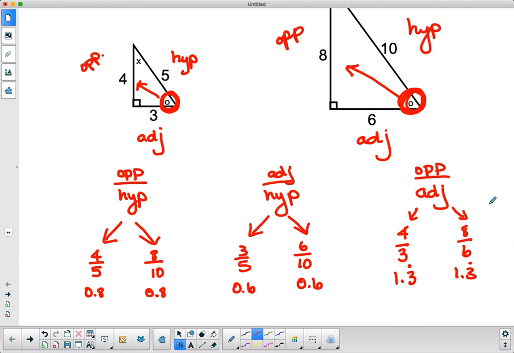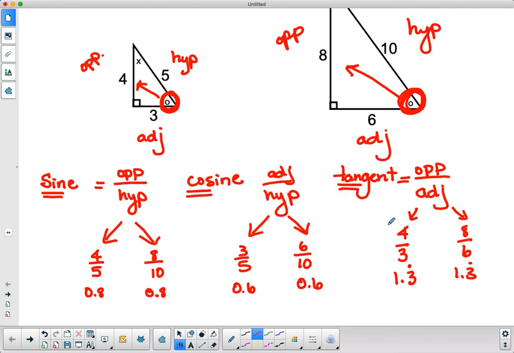Now we do actually give these three ratios a name. The name of opposite over hypotenuse is called sine. It looks like it says sin on your calculator, but we do pronounce it sine. Adjacent over hypotenuse is cosine. And again, you'll see that as cos on your calculator. And opposite over adjacent is tangent. And on your calculator, you'll see that as the tan button.